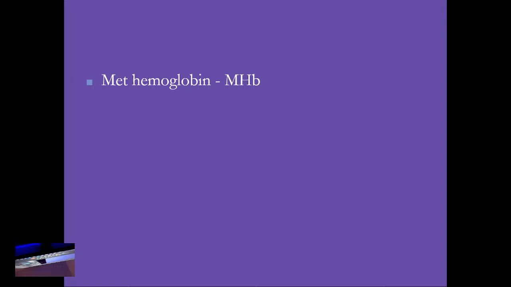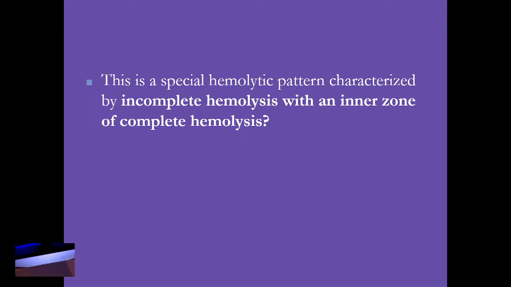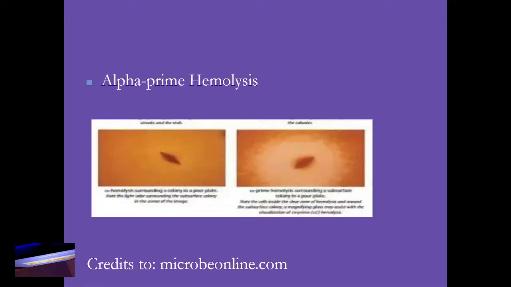MHB. Okay? Methemoglobin. Okay? Now, we're going to talk about a special hemolytic pattern that can only be seen by certain strains of staph species or strep species. And this is characterized by incomplete hemolysis with an inner zone of complete hemolysis. This is known as alpha prime hemolysis. Look at the difference between the two. So nakikita nyo, medyo yellowish yung left side, right? Kita nyo? This is, by the way, credits to Microbe Online.